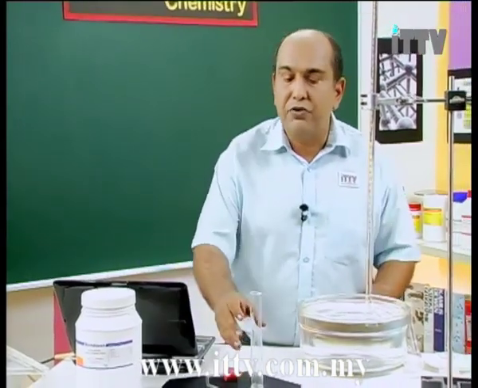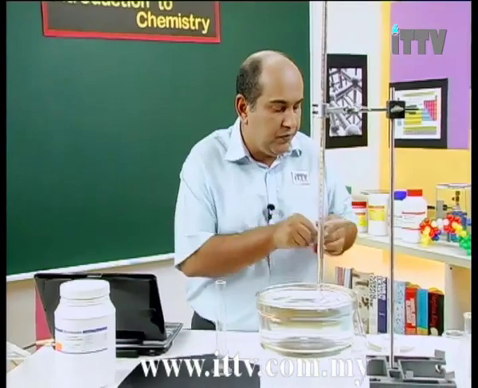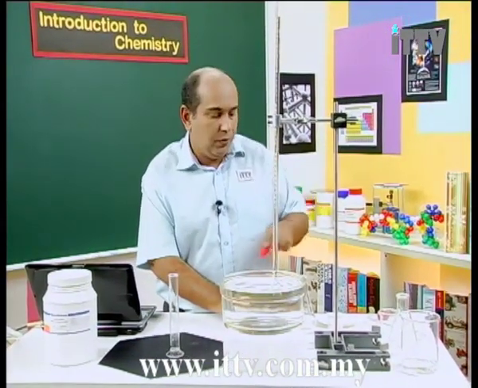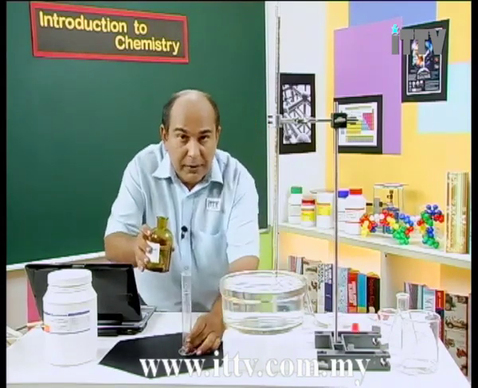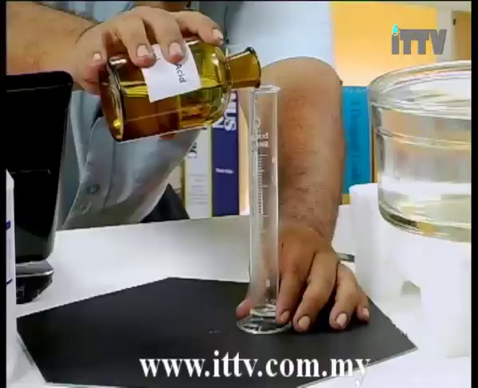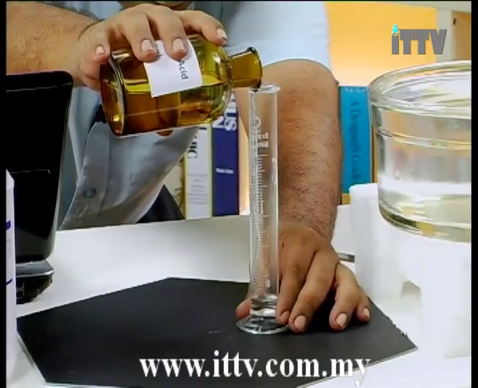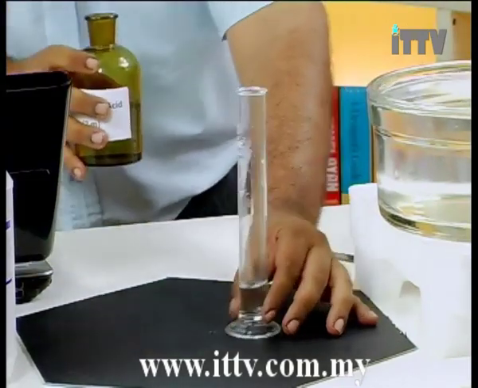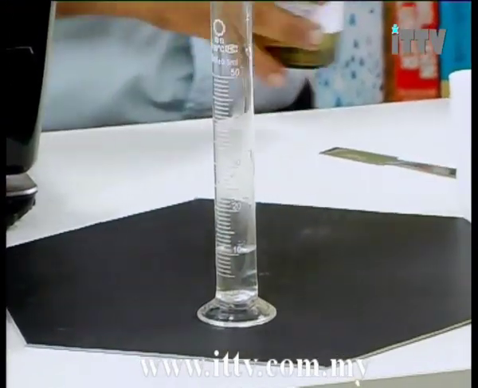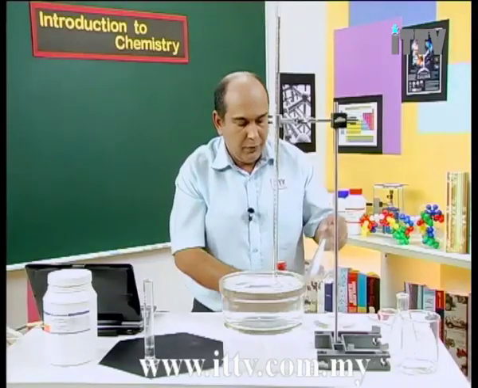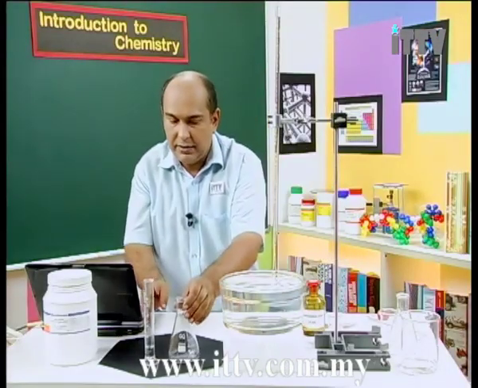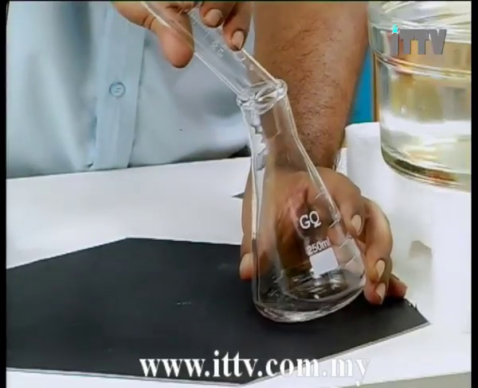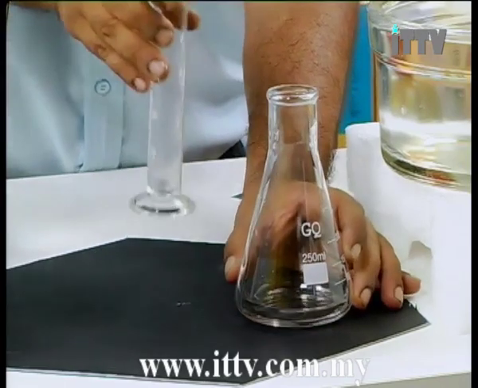We'll start by measuring out the hydrochloric acid. I'll just move this delivery tube. We're going to use just 10 centimeter cube of hydrochloric acid. So I'm going to measure this. So here I have 10 centimeter cube of hydrochloric acid, and I'm going to place this in a conical flask. So I take the acid, and I put it in the conical flask.